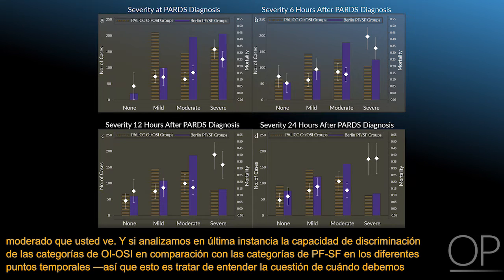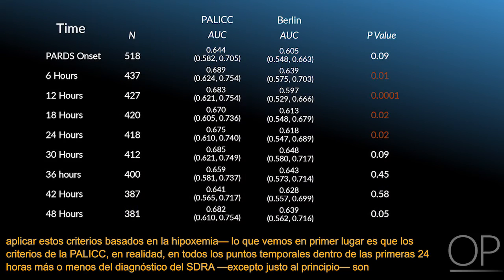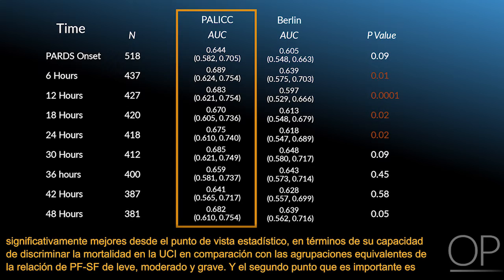And if we look ultimately at the discrimination ability of the OI, OSI categories compared to the PF, SF categories at the various different time points. So this is trying to understand that question of when should we apply this hypoxemia-based criteria. What we see first is that the PALICC criteria really at all time points within the first 24 hours or so of ARDS diagnosis, except right at the beginning, is statistically significantly better in terms of its ability to discriminate ICU mortality compared to the equivalent PF-SF ratio groupings of mild, moderate, and severe.